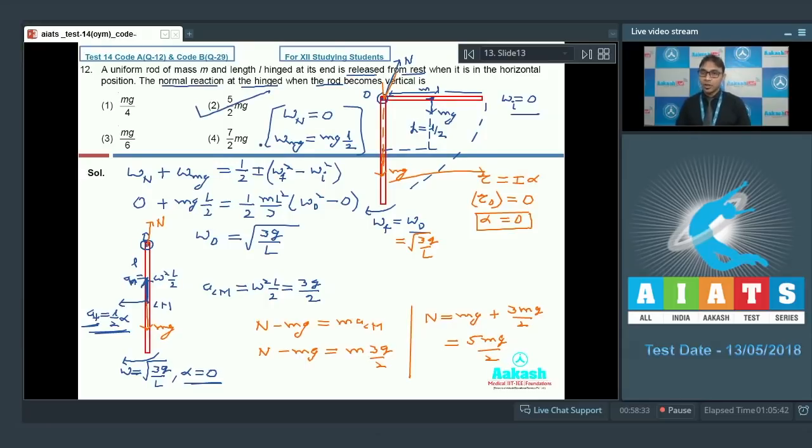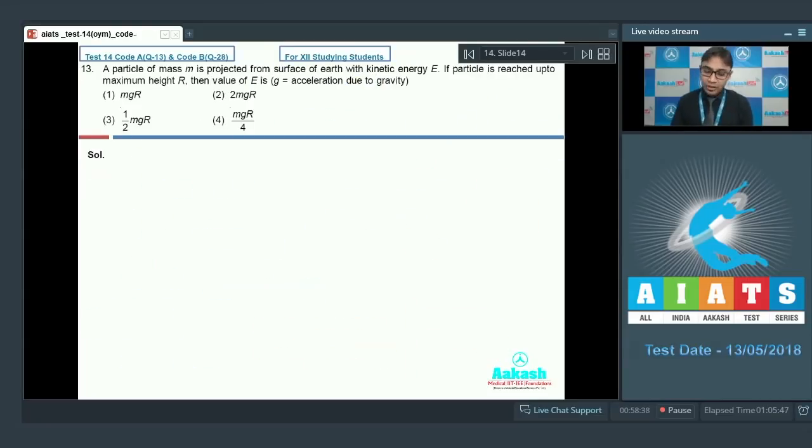Now let's move to question number 13. In question number 13 it says that a particle of mass m is projected from the surface of earth with kinetic energy E. If the particle reaches up to a maximum height r, then the value of E is. So the question says that a particle is thrown from the surface of earth with kinetic energy E, right, and it goes up to height r.